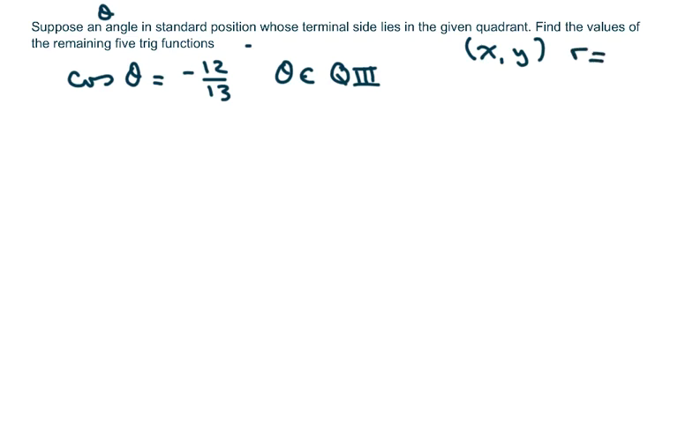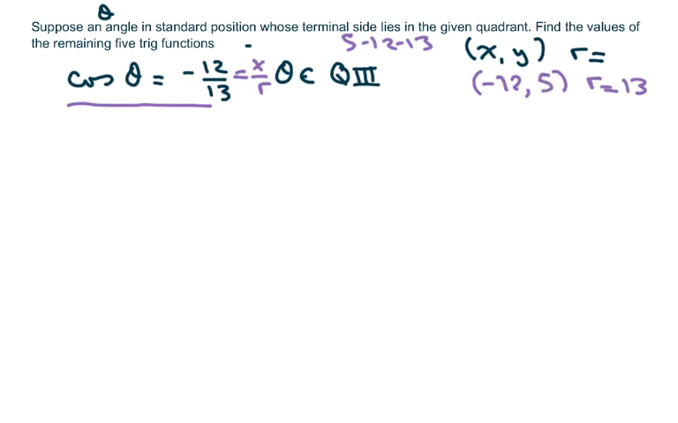In this case, they give you cosine. So we know that cosine equals x over r. My x is negative 12, and my r equals 13. Now this is a triple. You should know your Pythagorean triples, which is 5, 12, 13. So that means my y is 5. Or you can use the r formula.